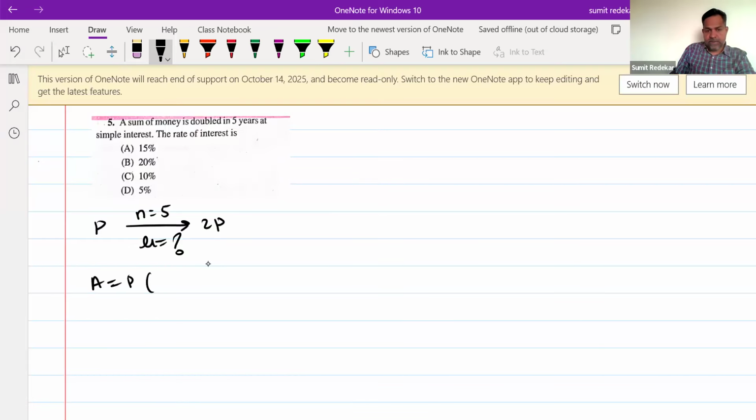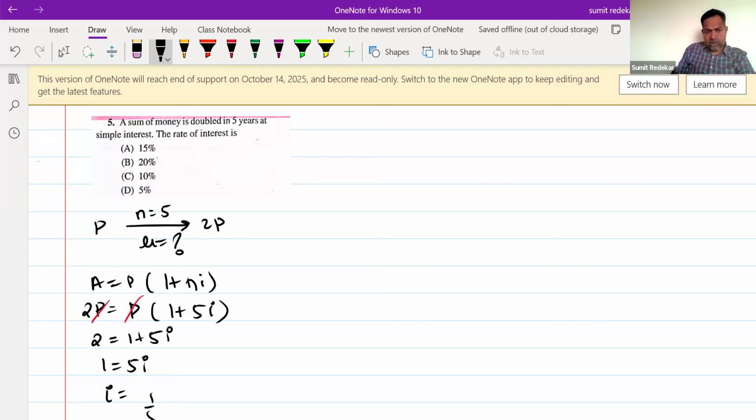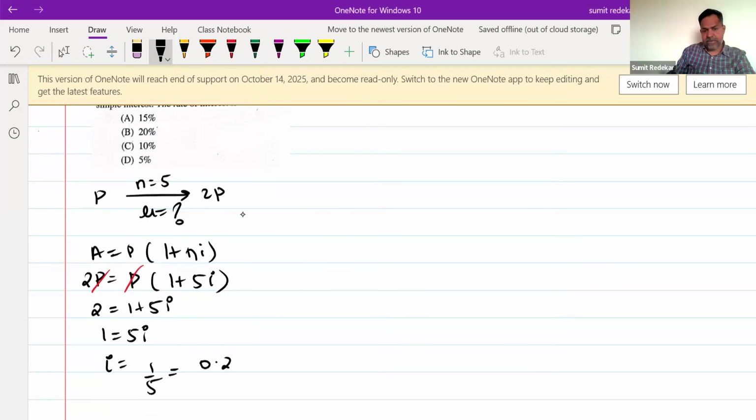Amount is principal into 1 plus n I. In the next step, amount क्या हुआ है? Double the principal हो गया. Principal into 1 plus 5i. P P cancel हो जाता है. बचता है 2 is equal to 1 plus 5i. 1 is equal to 5i. I is equal to 1 by 5, which is 1 divided by 5, which is 0.2. And 0.2 is nothing else but 20% रेट के हिसाब से.